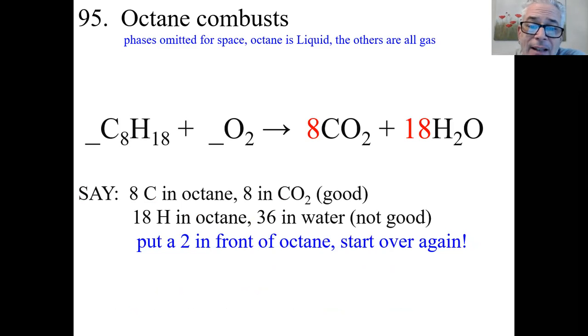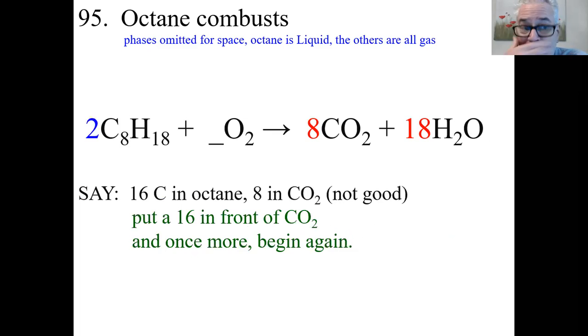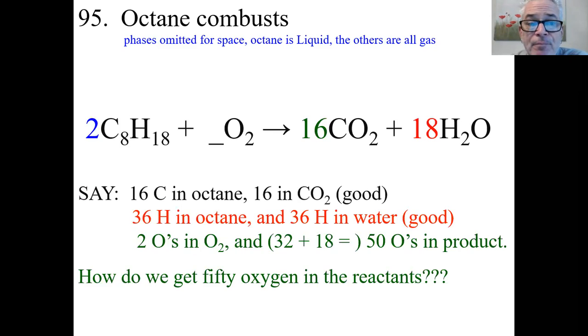There's 8 carbons in the reactant, 8 carbons in the product. So far, so good. 18 hydrogens in octane. How many hydrogens do we have now in the water? 18 H2s. That's 36. How do we get 36 hydrogens in octane? Well, we got to double the octane now and put a 2 in front of it. Now that gives us 36 hydrogens, but we got to start all over again. Look what we did. Now we have 16 carbons on the reactant side, but there's only 8 in carbon dioxide. That's not good. How are we going to get 16 carbons on the product side? We got to change the 8 into a 16, and we got to start all over again.